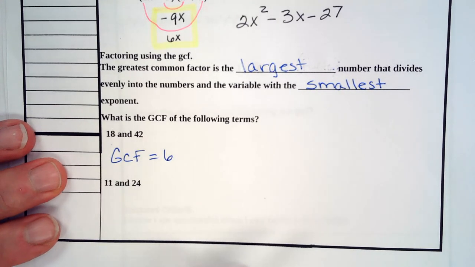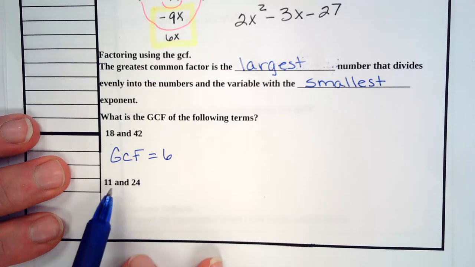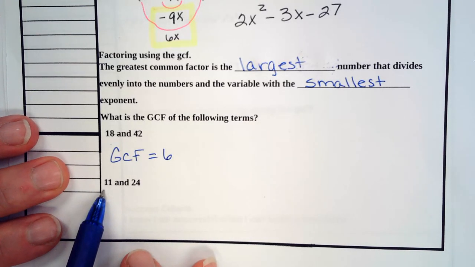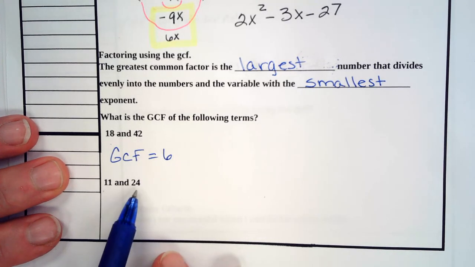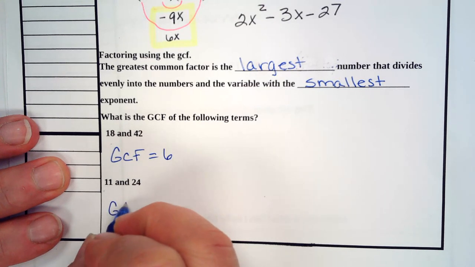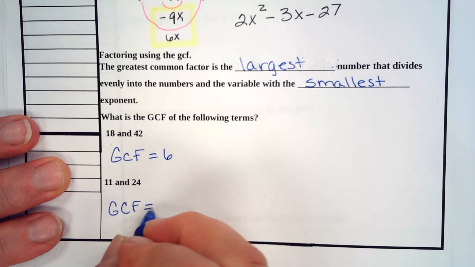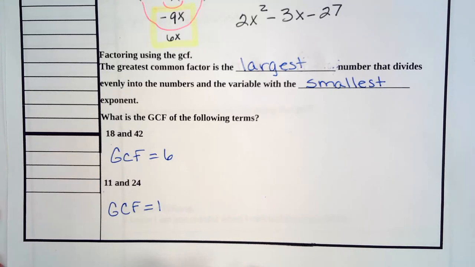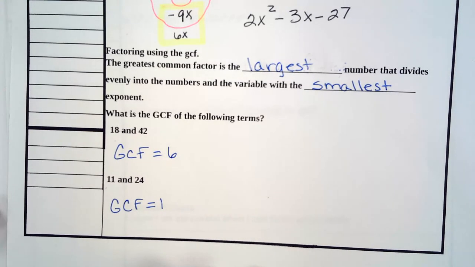What about 11 and 24? The factors of 11 are 1 and 11. Does 11 divide evenly into 24? No, which means the GCF is going to simply be 1. That's the only common factor they have.